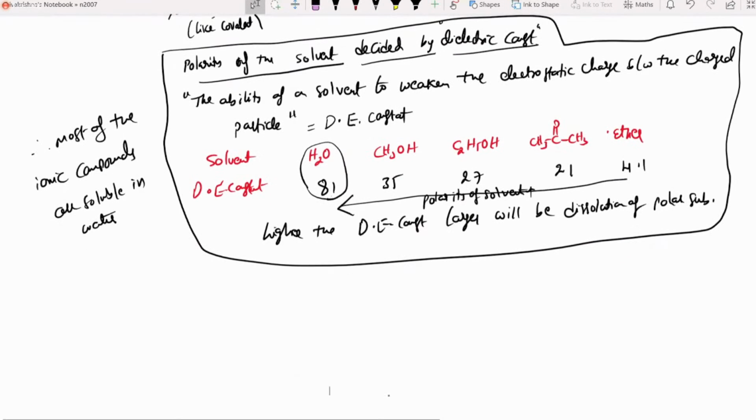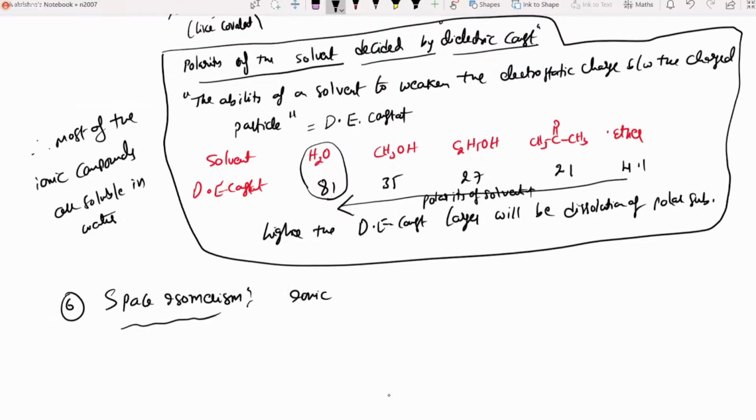That is isomerism, or space isomerism. What is space isomerism? Already I told you, ionic bonds are non-directional. Why? Because one Na+ is attracted by 6 Cl-, and one Cl- is attracted by 6 Na+. No direction. Is it right?